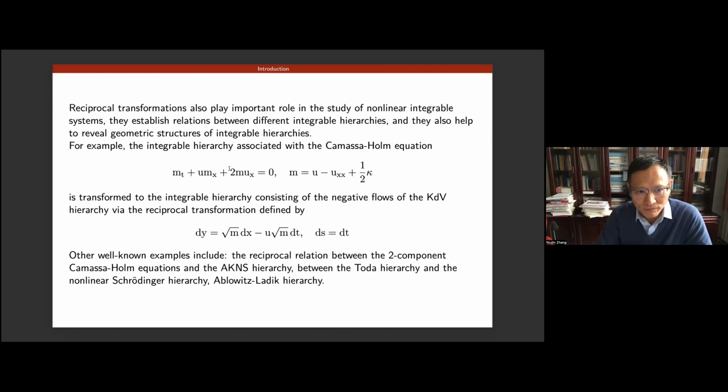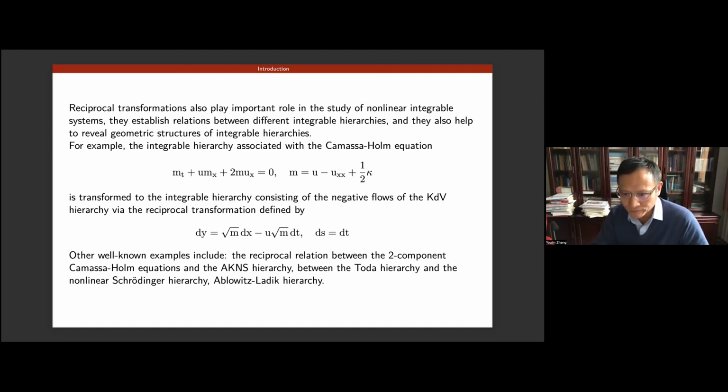Then we can transform this Camassa-Holm equation to the negative flow of the KdV hierarchy. Okay, so this gives us an important relation between these two soliton equations, and we also have other kinds of similar reciprocal relations between integrable hierarchies.